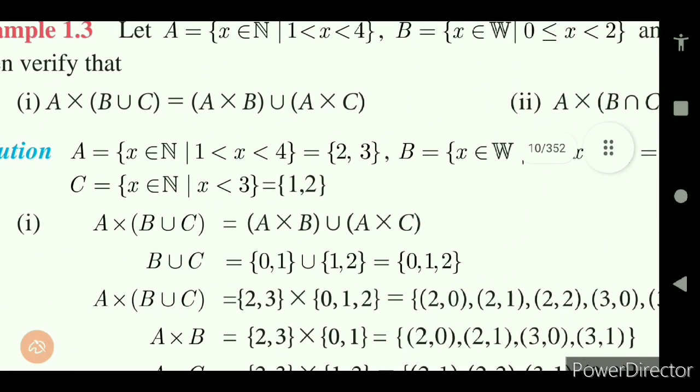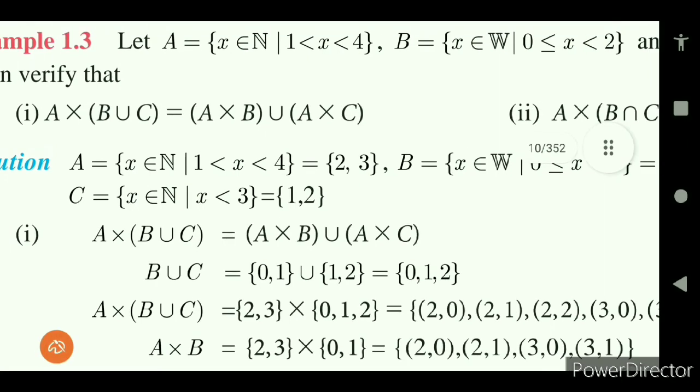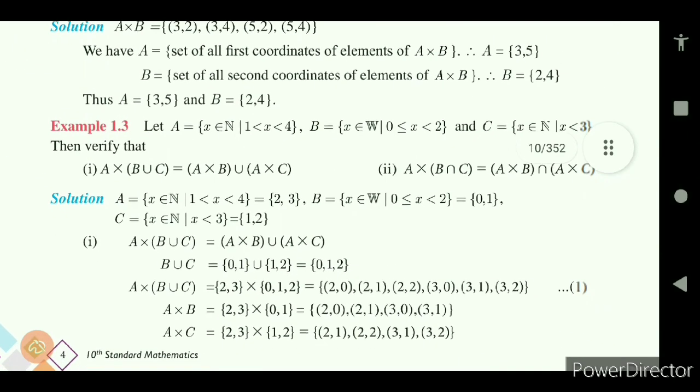Third, on finding C. x belongs to N, here x less than 3. So natural numbers always start from 1, 1, 2, and here it is less than 3. So we should stop here. Now we have to find the values for A, B, and C. So we can easily find the answer for the following things.